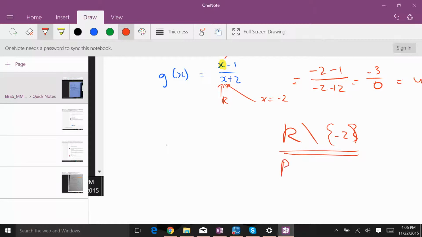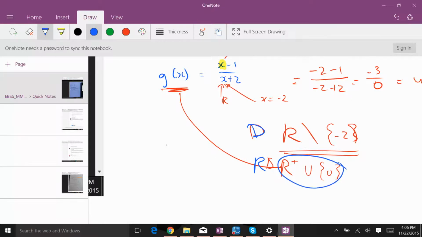But if we want it to be R plus union 0, what you're actually saying is you want the range of this graph to fit this. So this is the domain. I'm going to use another color. This is the domain of g of x. This is the range of g of x. And that's what you need it to fit in.